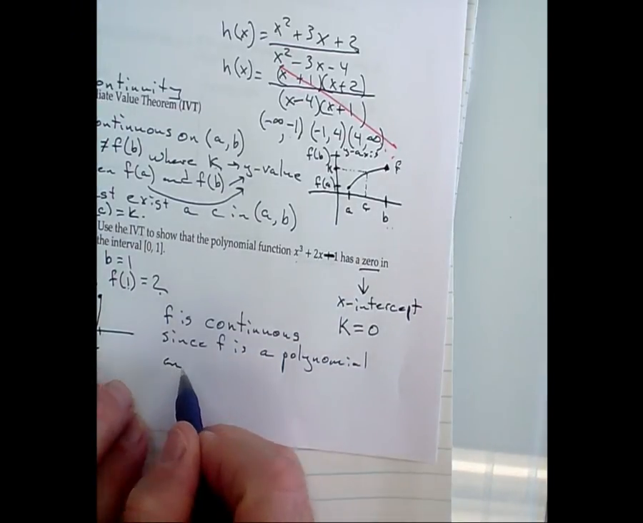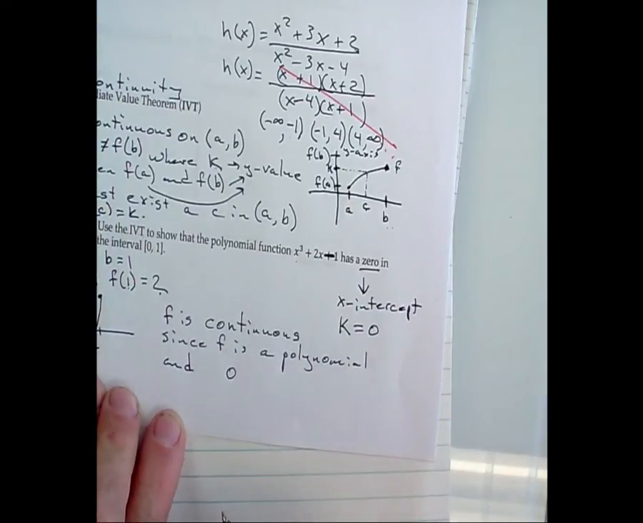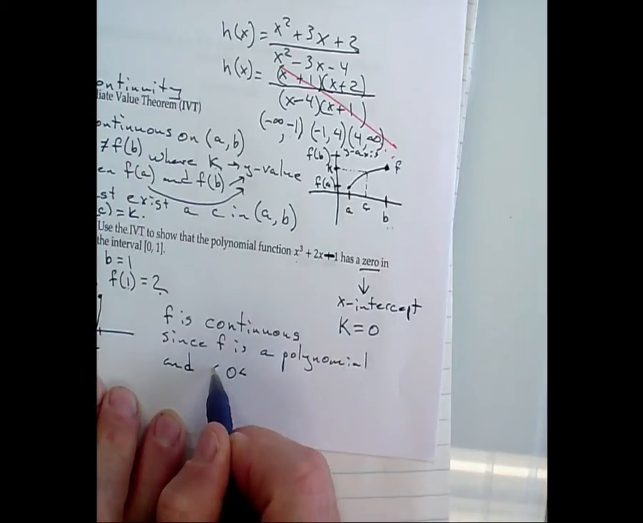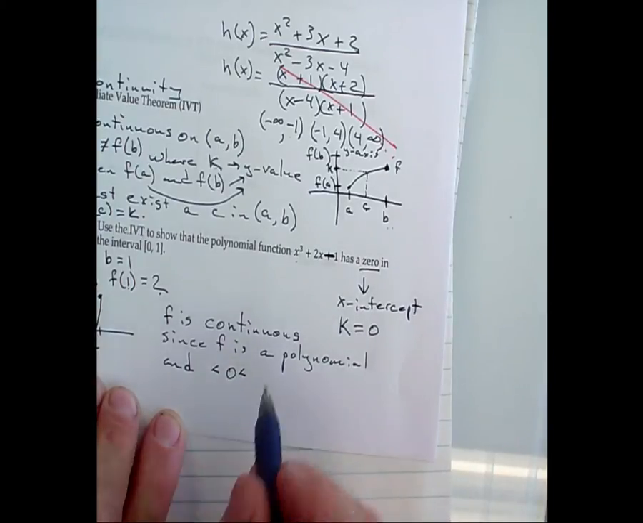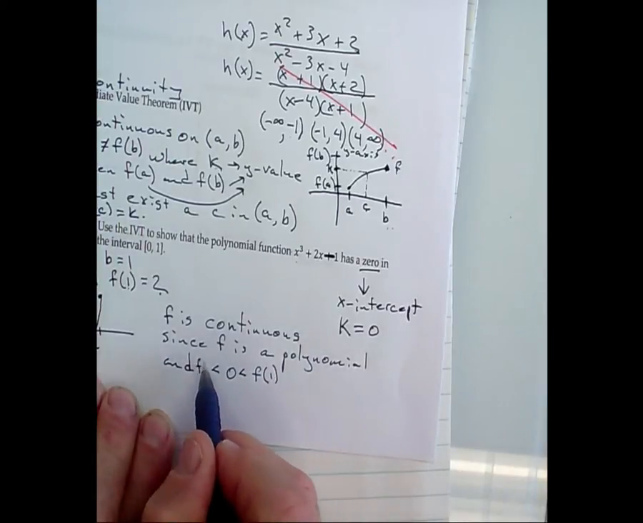And 0, that's our k, correct? And it is between f of 1 and f of 0, correct?